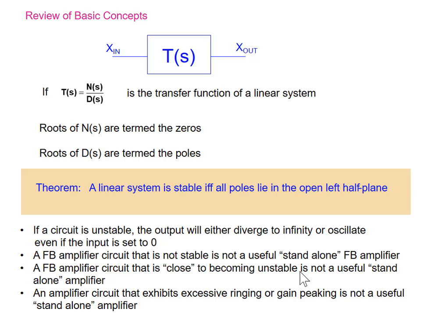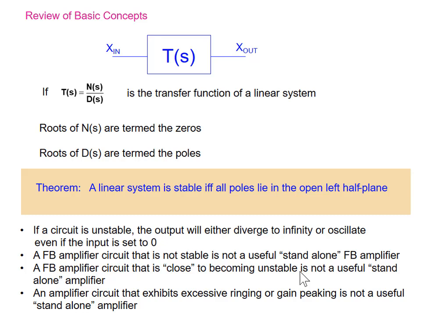A feedback amplifier circuit that is not stable is not useful as a standalone feedback amplifier. We saw examples earlier where a circuit that is unstable might be useful in some other circuit, like a filter circuit, but as a standalone amplifier with no additional feedback, it's not useful as an amplifier. A feedback amplifier circuit that is close to becoming unstable is not a useful standalone amplifier either.